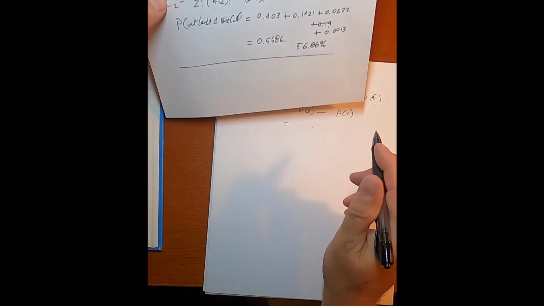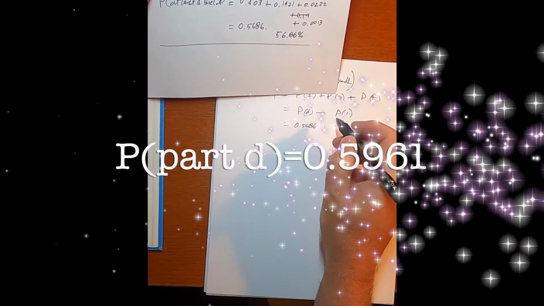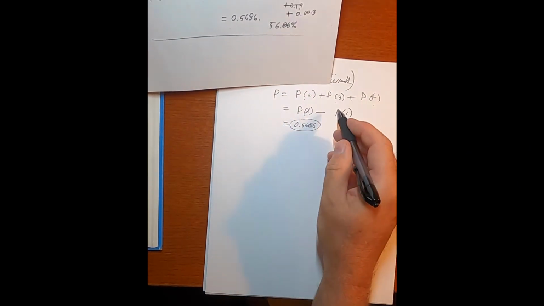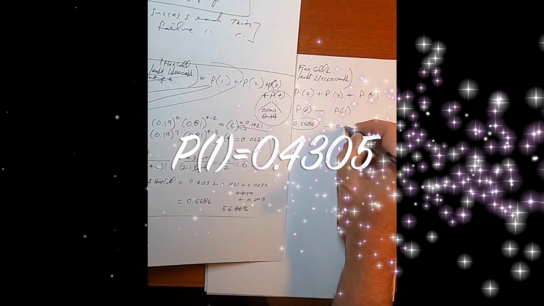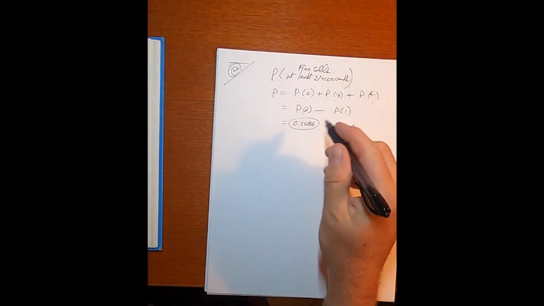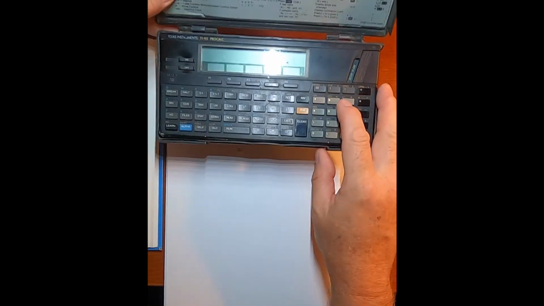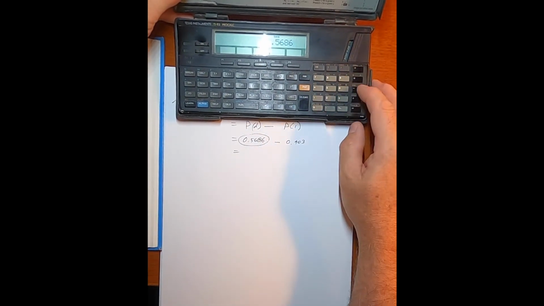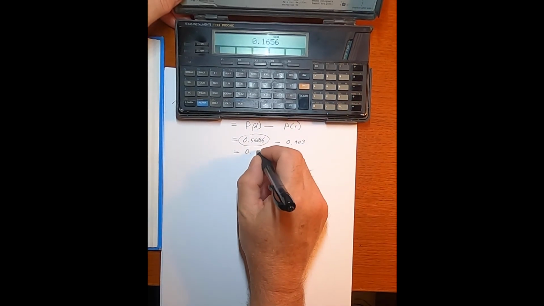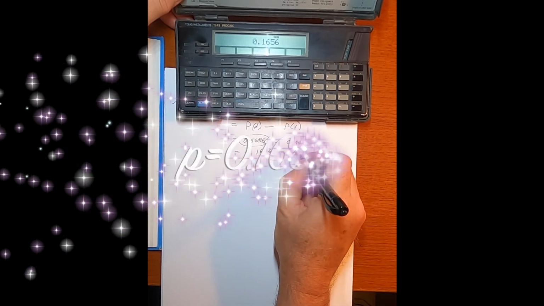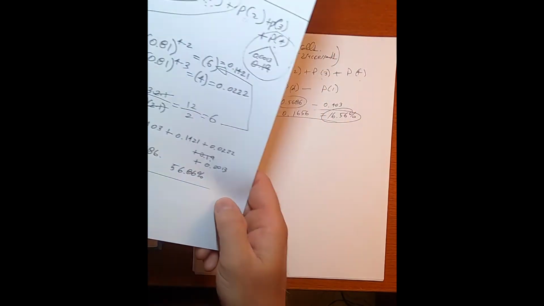So what did we have here? We had 0.5686, the total from part D, minus the probability of 1, which was 0.403. So that probability would drop off significantly. 0.5686 minus 0.403, and I get 0.1656, which is about 16.56%. Okay, there you go.